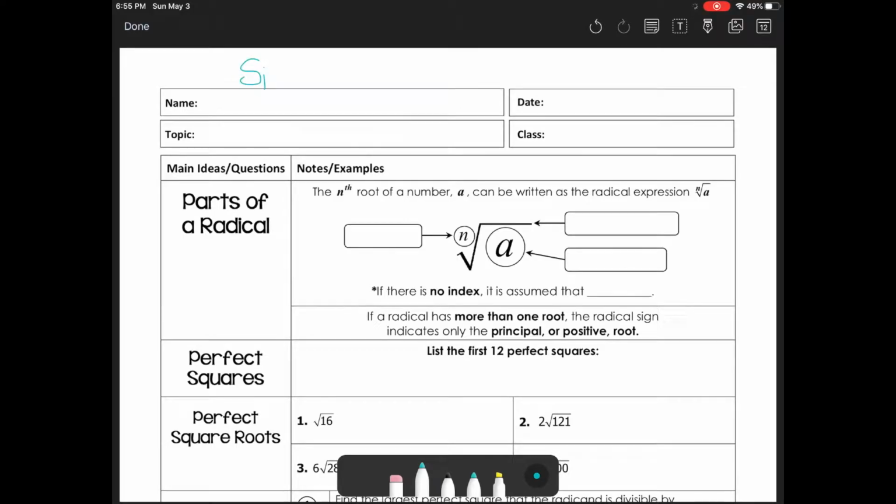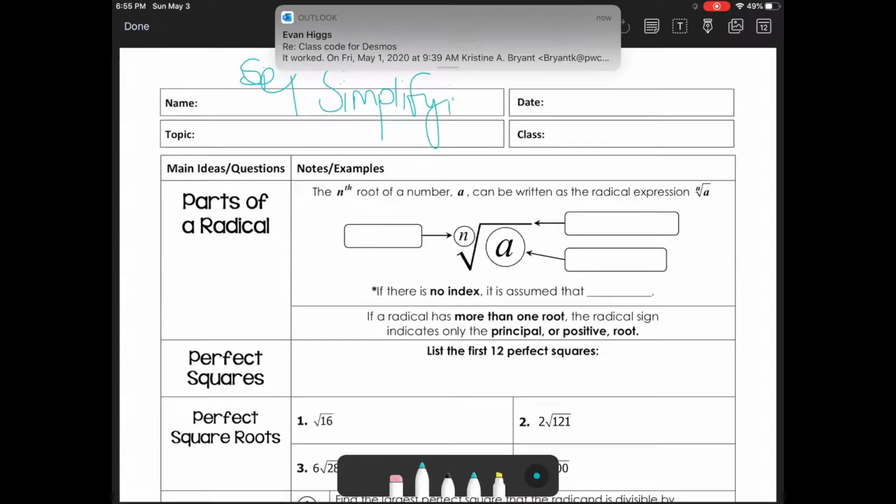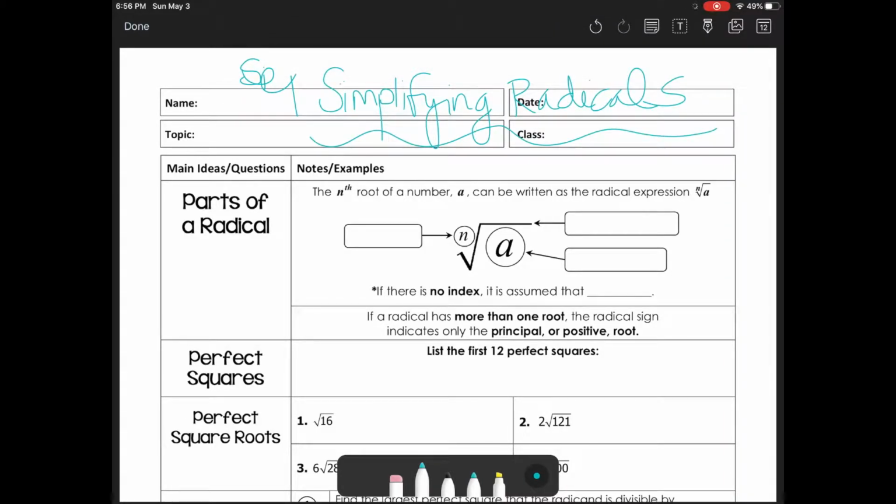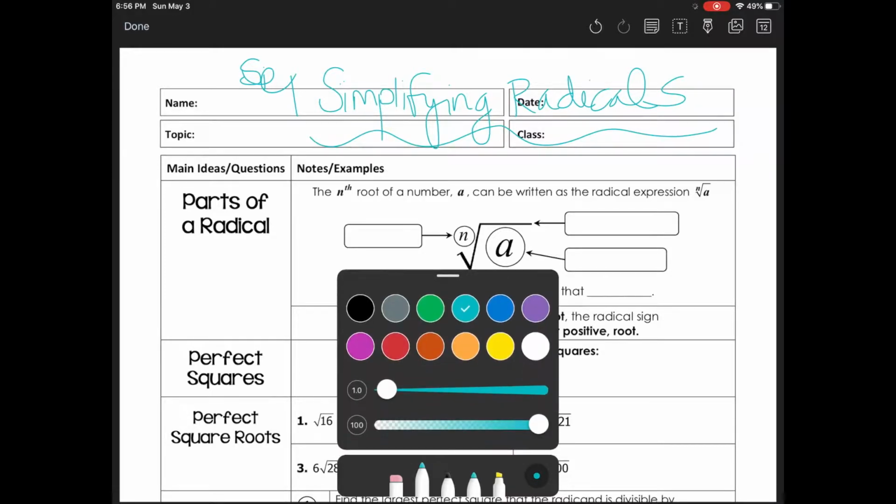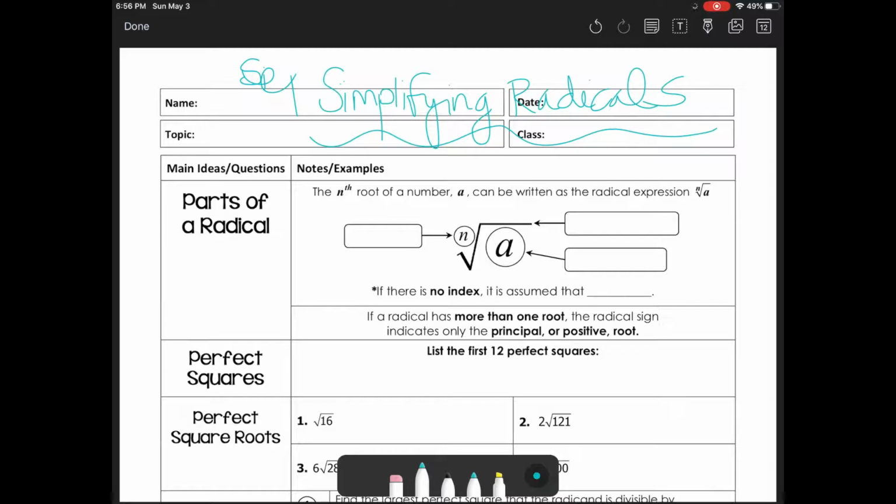All right, guys, in this video we are going to talk about simplifying radicals. And you guys know the parts of a radical. Let me bump this up a little bit bigger so it's easier to write. Hopefully that's not too big.